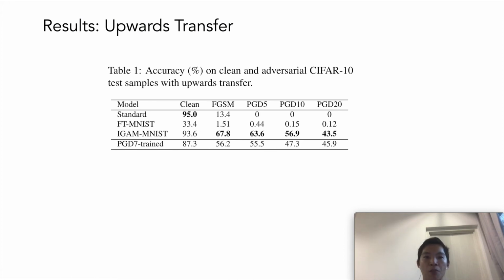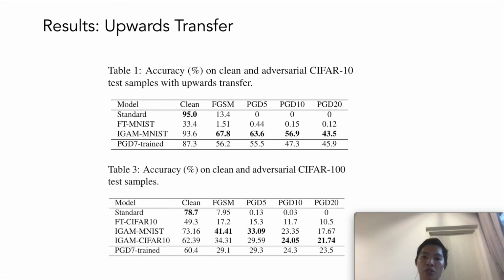In the case of an upwards transfer, where we transfer robustness from a relatively simple MNIST dataset to the CIFAR-10 dataset, we can see that adversarial matching beats the baseline of fine-tuning the weights on the target dataset. We can also see that through adversarial matching, our model is able to have a very competitive robustness when compared to a very strong baseline that is trained with 7 iterations of adversarial training.